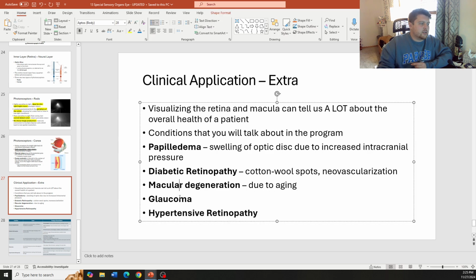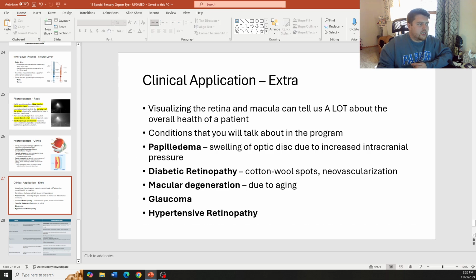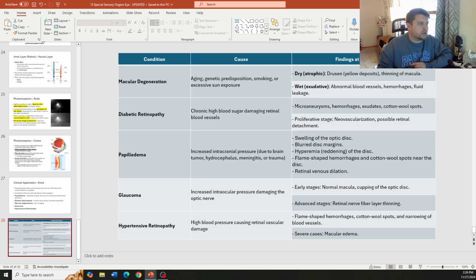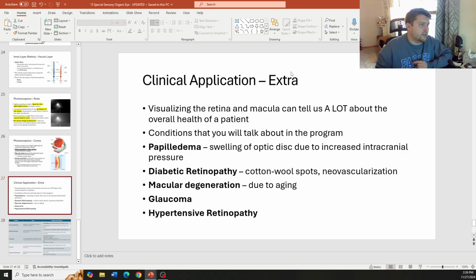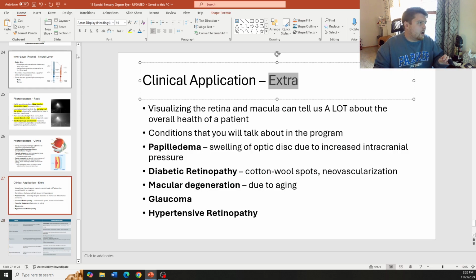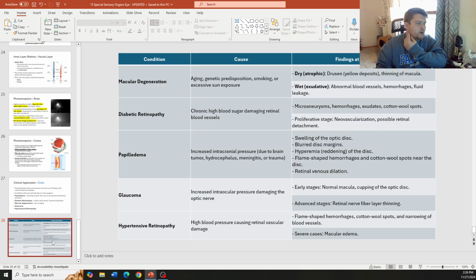These are some conditions that I just want you to see the words of now, because these are some big ones that you're going to talk about in future courses. I also included some causes, some of the specific findings. If you want to take a look at those, these are not tested in this specific course. However, in the future, these 100% are going to come back, and these are the big ones you're going to talk about when it comes to eyes.